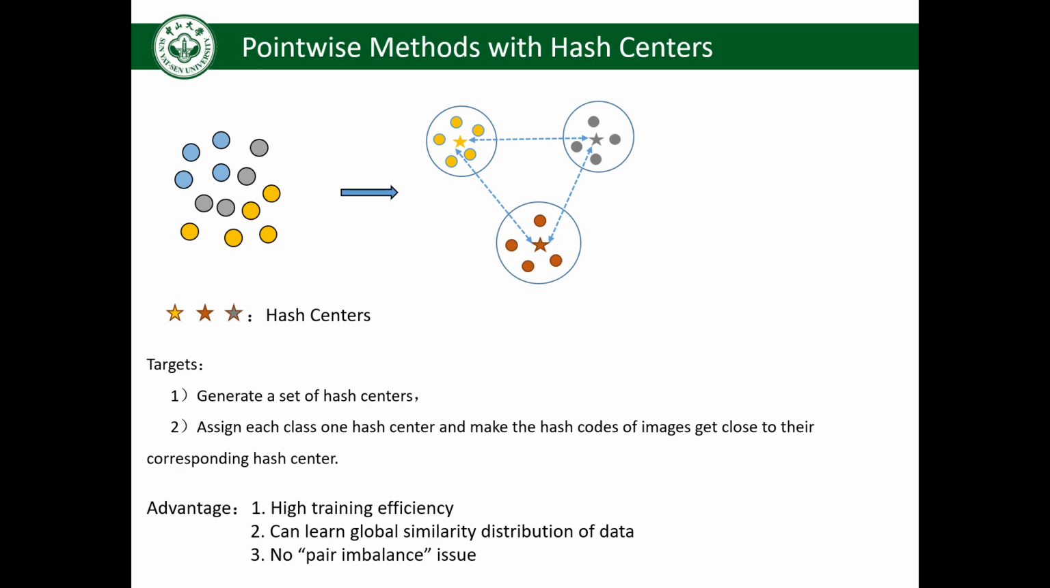Recently, some point-wise methods like CSQ construct one hash center for each class and use these hash centers to guide the training of hash networks and make the hash codes of images get close to their corresponding hash center. Such point-wise methods have high training efficiency, can learn global similarity distribution of data, and have no issue of pair imbalance. Next, we will introduce our method.